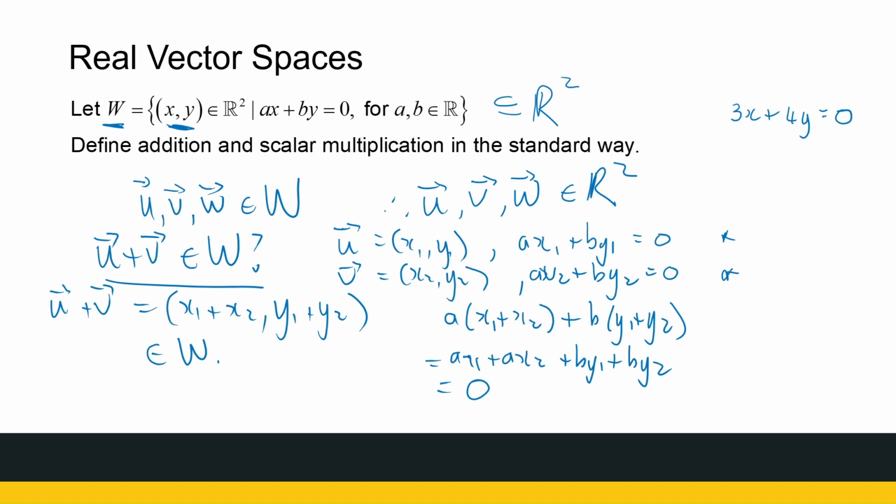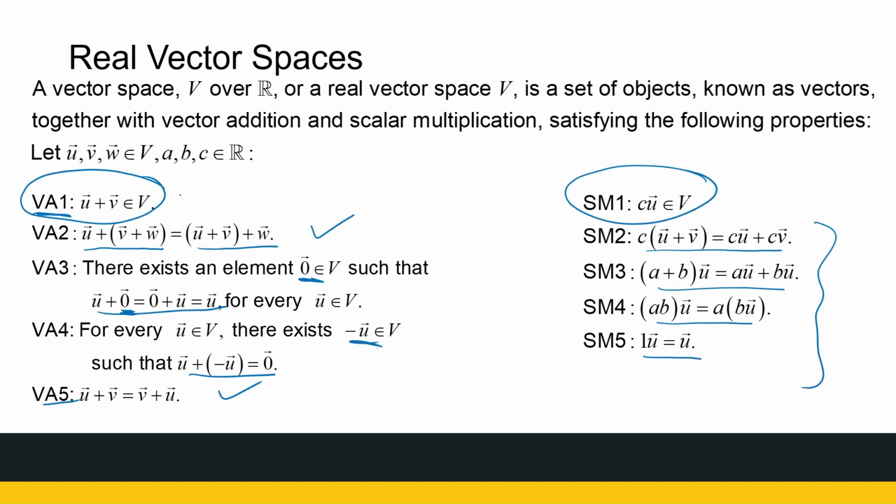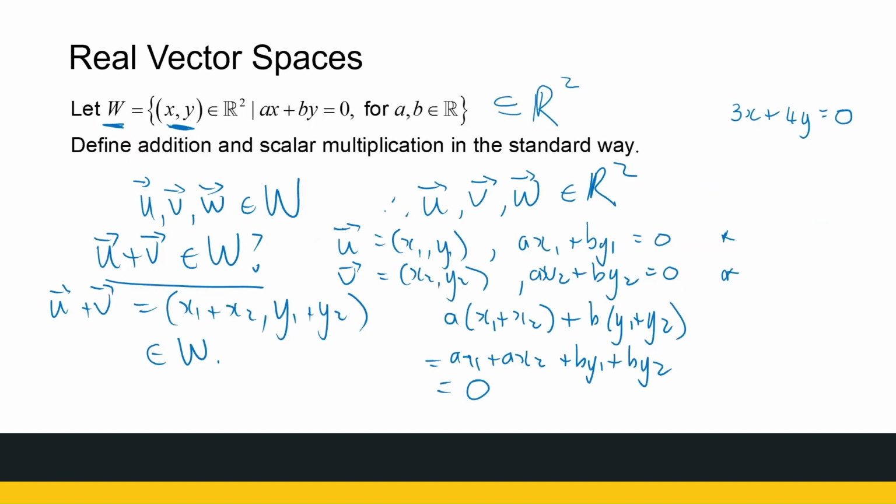So what it comes down to is the axioms that I want to check is the closedness. And I want to check that this set W is non-empty, because if it's an empty set, then it can't be a vector space. So we want a non-empty subset for which addition and multiplication is closed, and then the other axioms are all inherited from the bigger set, in this case R2.